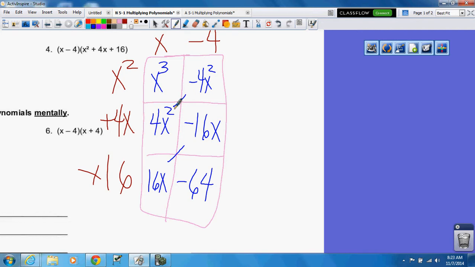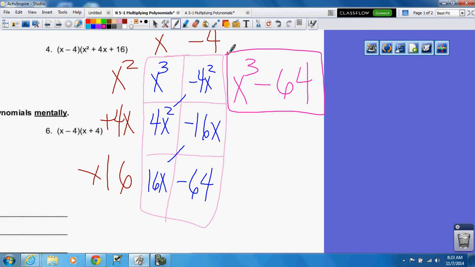And when I do that, I end up with the x cubed. Now I know that if I have 4x squared and I take away 4x squared, I'm left with nothing, so they cancel each other out. And then if I have a 16x and a negative 16x, that's going to cancel each other out as well. So then I'm just left with a negative 64. Okay, let's keep going.